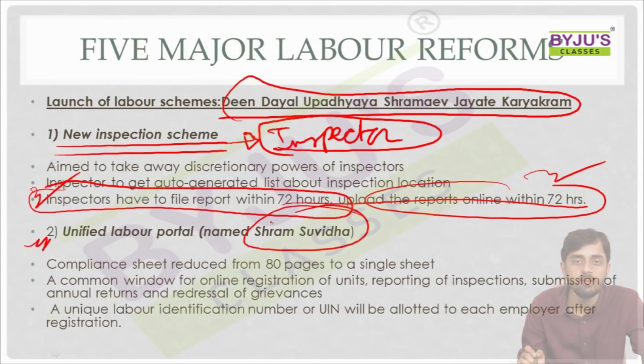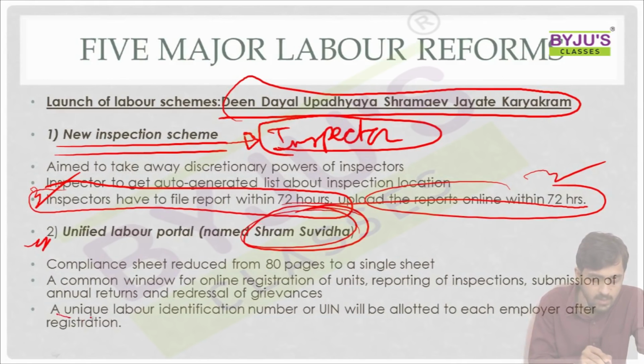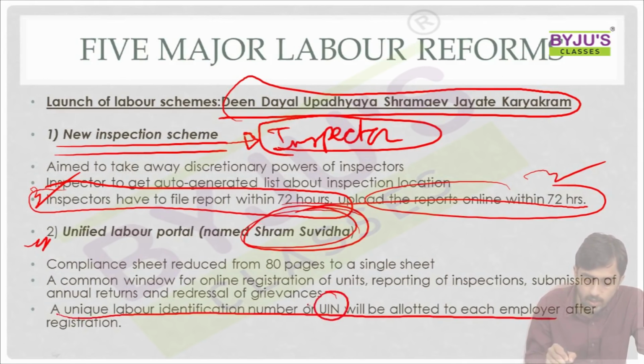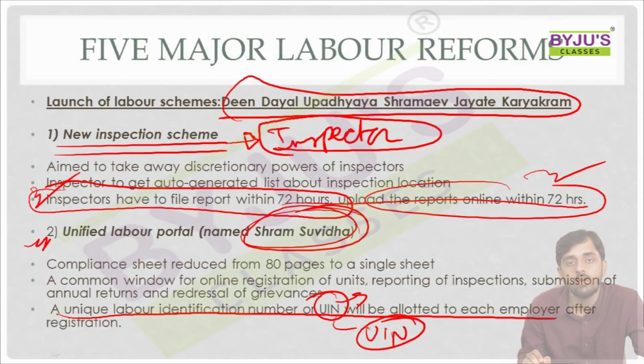So a new unified labor portal, which has also been named the Shram Suvidha portal, firstly gives a unique identification number to every factory which employs workers. So every factory which comes under the ambit of labor laws will have a UIN, or unique identification number, and this number can be used to track all the labor inspections which have been done in the past year, what the result of these inspections was, and what deficiencies, if any, were found in these inspections.